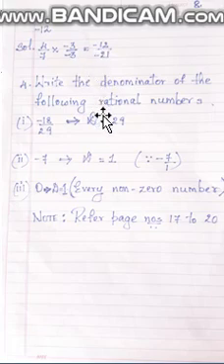Write the denominator of the following rational numbers. Here we have minus 18 by 29. The denominator here is 29. If they ask you to write the numerator, then you can write the numerator as minus 18. But in this question, they are asking you to write the denominator. So we wrote the denominator 29.